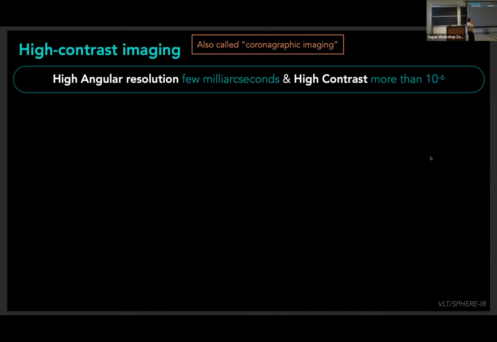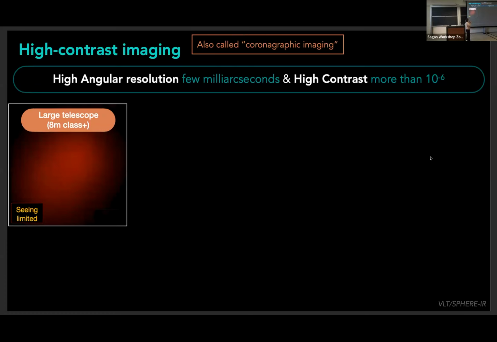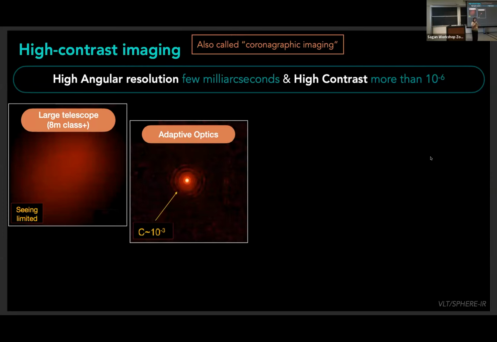Sometimes this high contrast imaging is called coronagraphic imaging. Here I'll put lots of vocabulary, so that in papers, where different vocabulary is used, you can find your bearings. As I said, first, you want a big telescope, so 8-meter class and plus. And if you look at a star with a ground-based telescope, that's the fuzzy thing you're going to have. So that's why we want to use an adaptive optics system, we're going to hear a lot about it today as well, to recover the diffraction limit of your telescope.